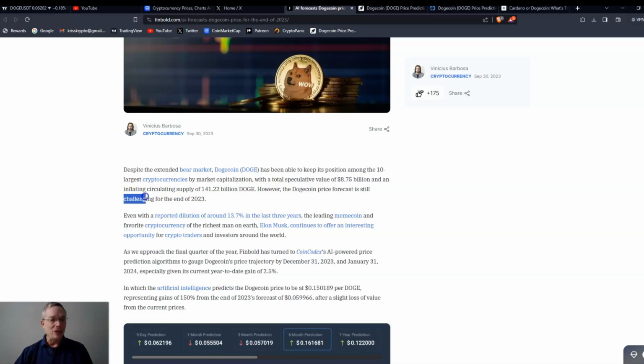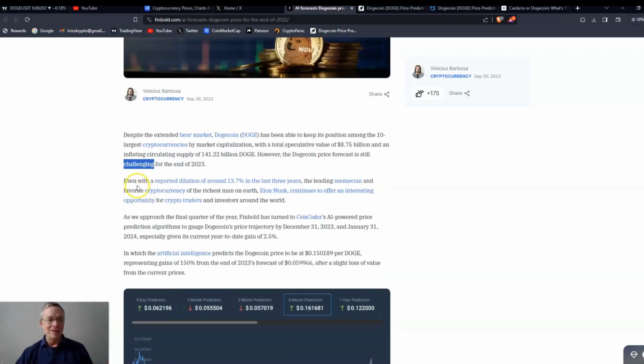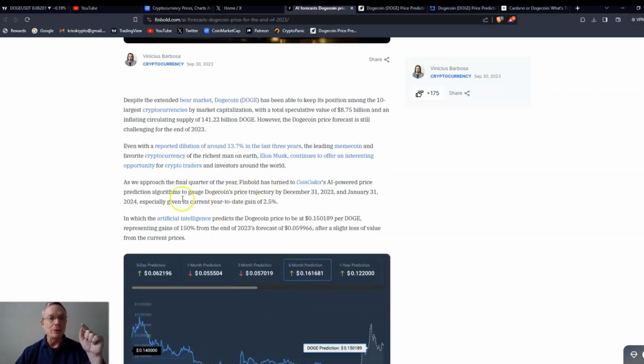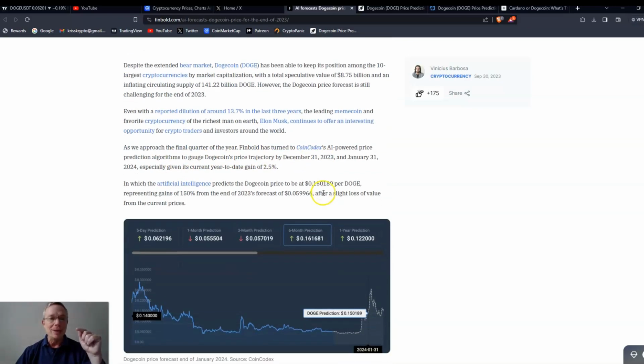Well, it is challenging for a number of reasons. We don't know when a pump is going to happen with Doge because that's how Doge trades. So, the leading meme coin, favorite cryptocurrency of the richest man on earth, Elon Musk, continues to offer an interesting opportunity for crypto traders and investors around the world. As we approach the final quarter of the year, starting October tomorrow, Finbold has turned to CoinCodex's AI-powered price prediction algorithm to gauge Dogecoin's price trajectory by December 31st, 2023.